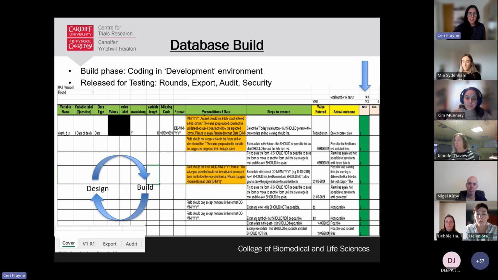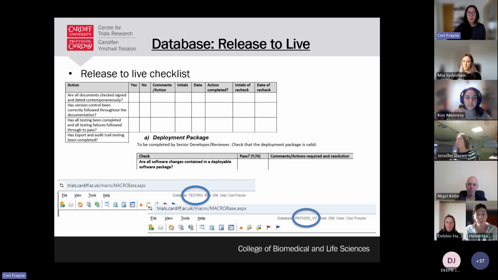Throughout the life cycle of a study, the metadata may need to be amended, and this could be due to a metadata error or a protocol amendment, and then we would move back to the design phase. So once the build is past testing, it can be put to live. The CTR release to live procedure is intended to ensure that all documentation is in place and the software package to be released is the same as the software that was tested and accepted by users. Checks are also completed to ensure data can be archived in line with the retention time specified in the trial protocol.